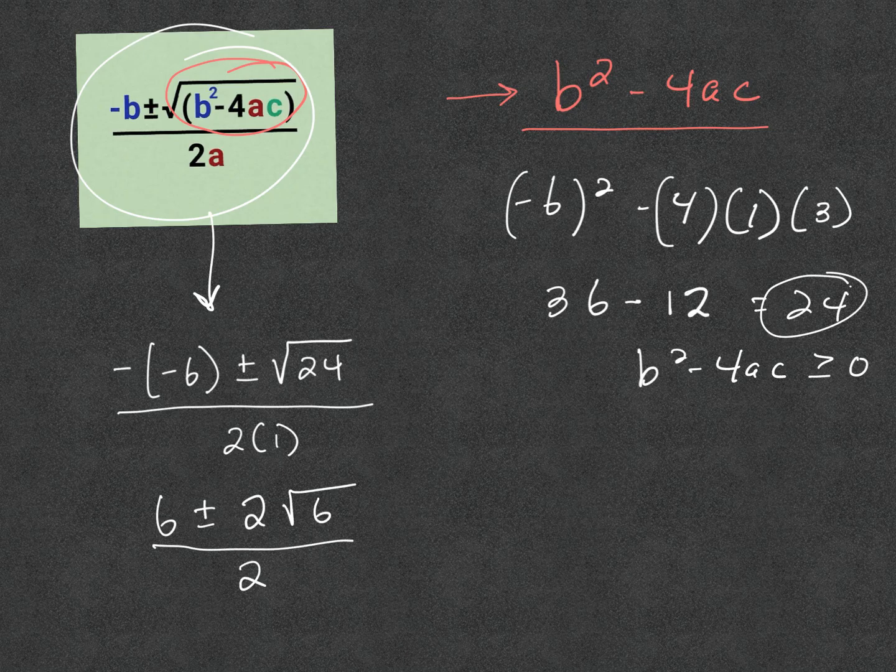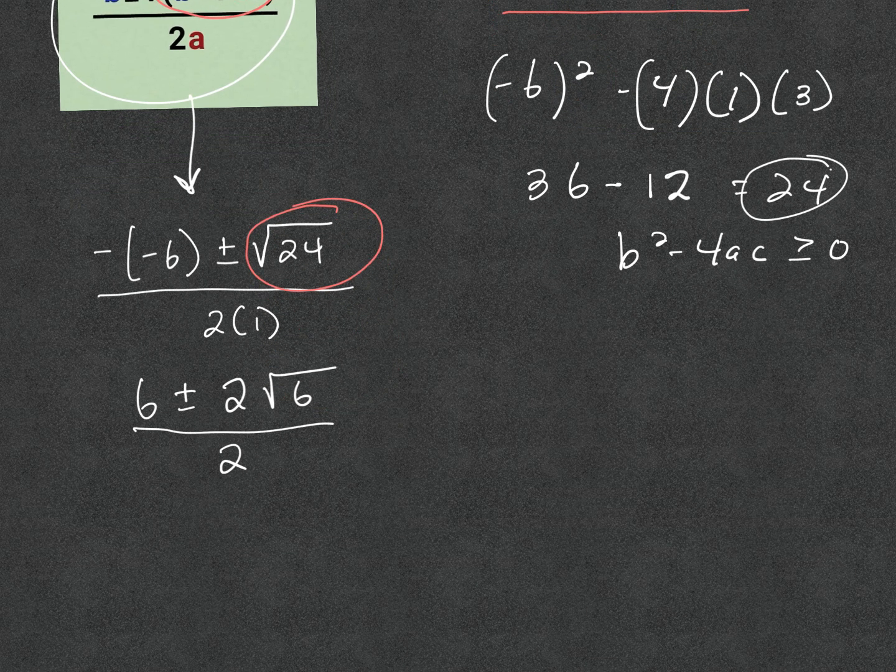Now, if you're confused about that and you say, how did you get 2 root 6? Let me know, and I'll do a whole video on taking square roots. But the square root of 24 is 2 root 6. Well, now we're going to simplify. 2 goes into 6 3 times, and this 2 cancels. So that's going to equal 3 plus or minus root 6. Both are positive: 3 plus root 6, comma, 3 minus root 6. Both are positive because root 6 is smaller than 3.